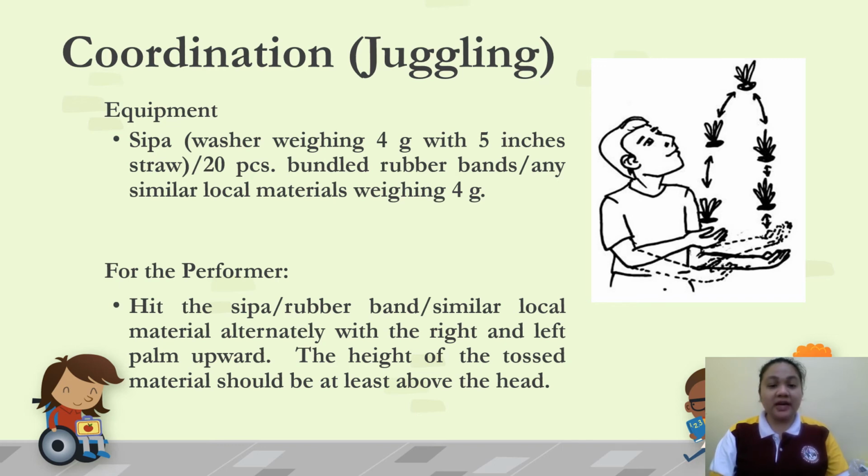Then, yung kamay po natin, ganyang level lang, itatap nyo lang yung sipa. O kahit na anong material ang gamit nyo na 4 grams ang bigat. Pwede kayong umalis sa position nyo, say for example, napalakas yung tap nyo. Pwede nyo siyang habulin and pwede din pong i-extend yung arms.